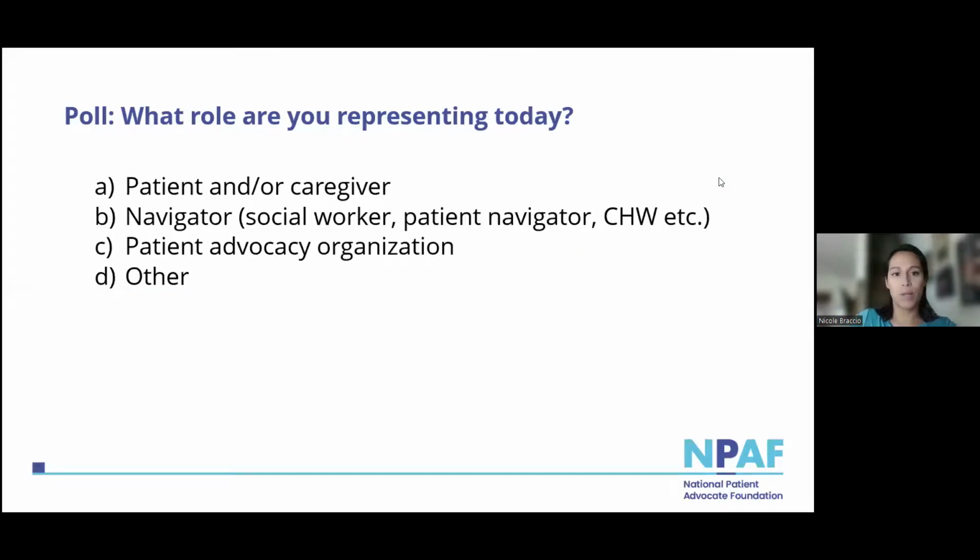The next poll question: what role are you representing today? We'll launch that. There are just a few options to choose from. Number 2, what role are you representing today?